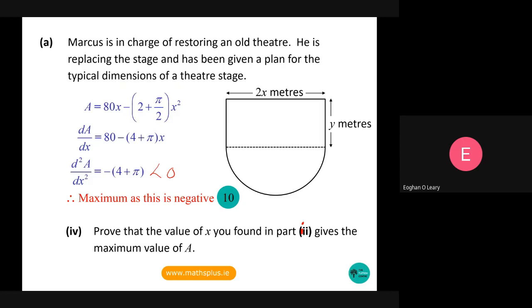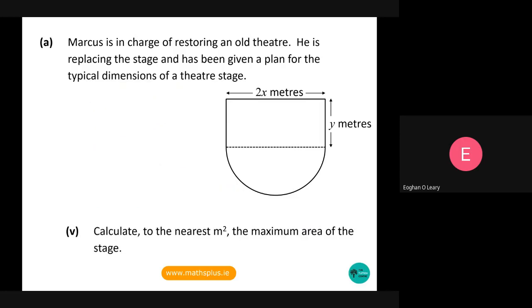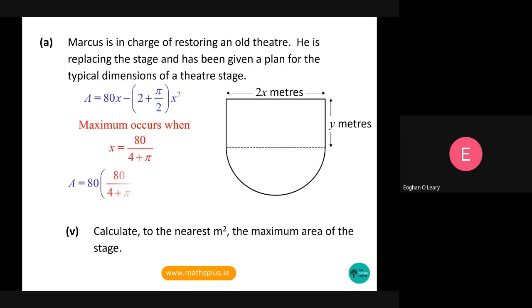Andrea, am I on track there with that, do you think? Yeah, absolutely. Yeah, so just on this one, you'd be kind of giving yourself the benefit of the doubt in this one. Okay. So what are we going to do? Calculate to the nearest meter squared the maximum area. So if we have the value of x, which gives us the maximum, that's 80 all over 4 plus pi.